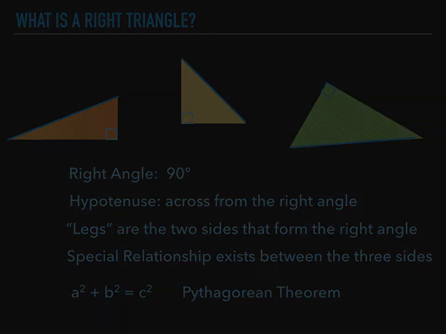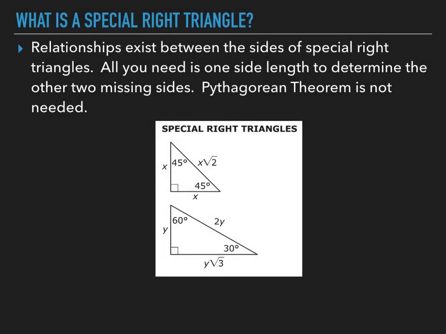So now I want to move on to a special right triangle. In fact, this little diagram is a screenshot that comes from the Math MCAS reference sheet. They give you this information because special relationships exist among the sides of special right triangles. If you know you have a special right triangle, whether it's a 45-45-90 or a 30-60-90 right triangle, all you need is one side length to determine the other two missing sides. So when we have special right triangles, we typically do not need to apply the Pythagorean theorem.